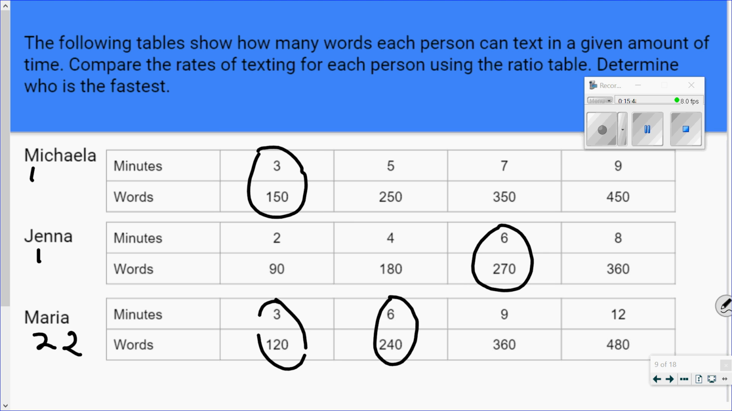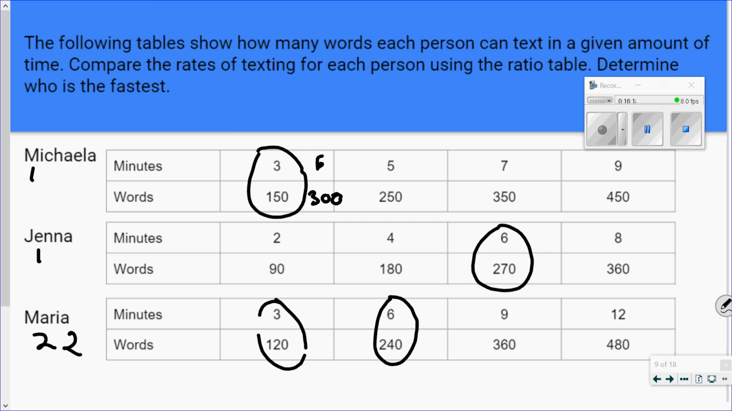Now, out of Michaela and Jenna, who's fastest? How can we tell? Mia. Michaela's faster because she multiplied 3 by 2. Which one? This one? Yeah, 3. Okay. Which we get to 6. And 150 times 2. It's 300, right? So now you can compare them. See how she did that? She did an extension.